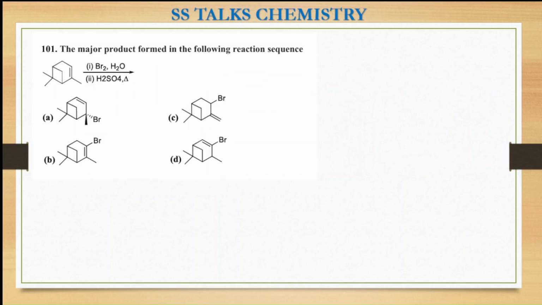Now let us move on to the next question, that is this one. Again we have to predict the major product formed in the given reaction sequence. In this particular species, the substrate given to us is like this. Here the alkene group is present, and this four membered ring is present, and this is present over here. Now this is treated with bromine water.